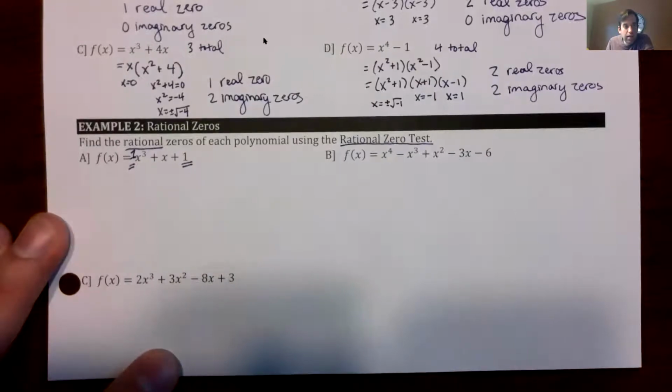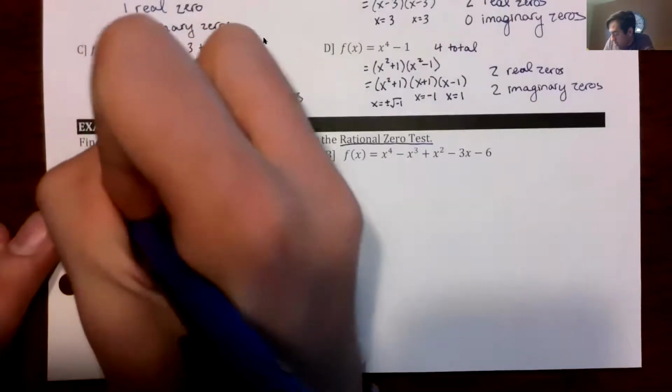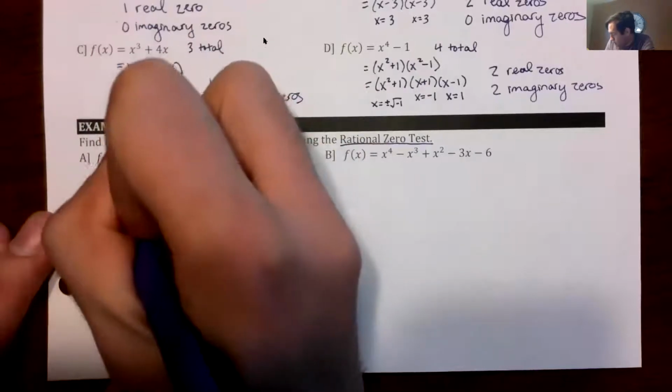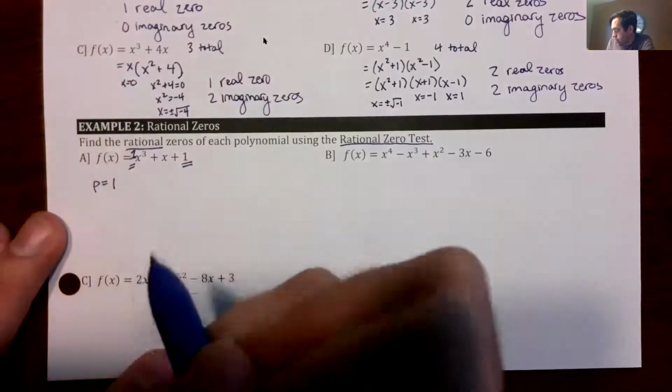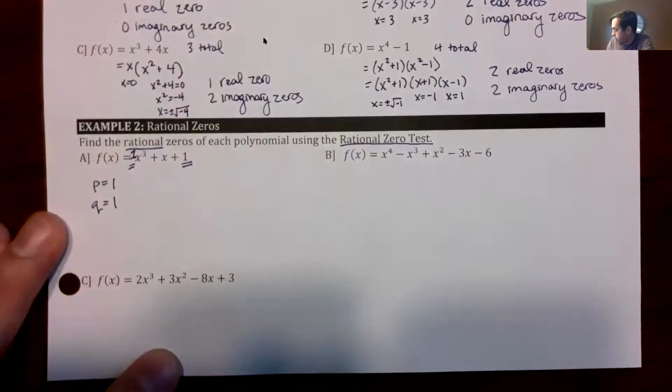Hiding right there. So the p's are, as it said at the top, the factors of the constants. Okay, so the only factor of 1 is 1. And the q's are the factors of the leading coefficients. The only factor of 1 is 1 again.